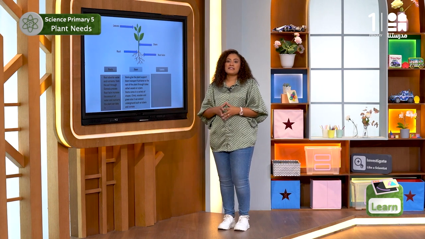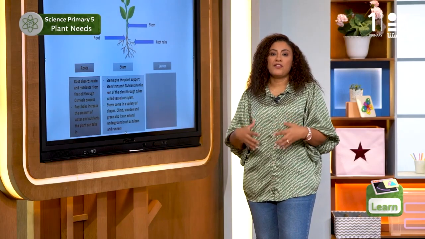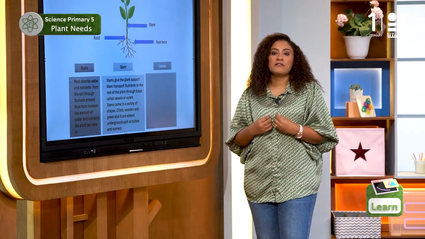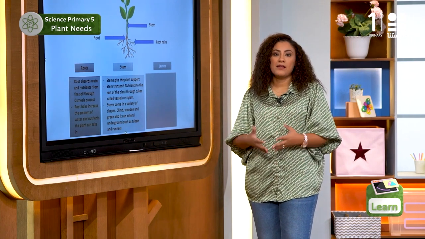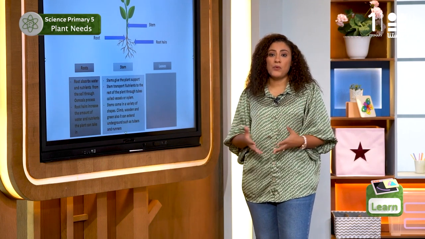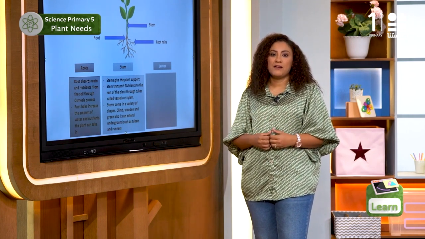Some stems extend underground. They are called tubers, such as the potato plant. Other stems are called runners. They run along the ground and help to form new plants. And now, what about the leaves? I saw in the video that the leaves of the plants have different shapes.